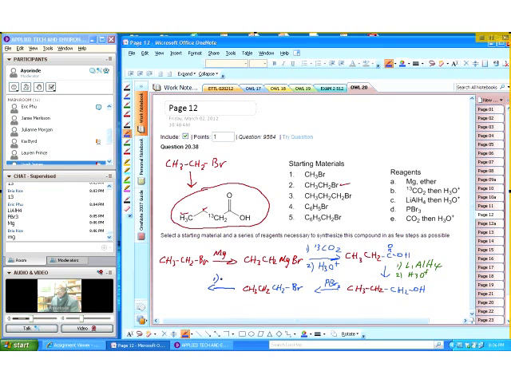Okay. So let us now do step 1, magnesium. Step 2, carbon dioxide. Step 3, hydronium ion. And that will give us the product that they want. CH3, CH2, CH2, and of course the carboxylic acid.